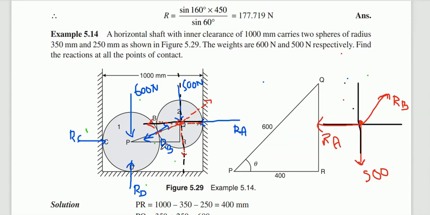Nothing difficult, you just consider the direction of the forces based on that center point. So here RA is going in this direction, therefore you have drawn it here. 500 is coming downward, so you have shown it here. And RB is also a force acting on this sphere, and the line of action of RB is here, which is moving like this. Therefore it has been shown in the first quadrant. So like that you have to draw the free body diagram of sphere 2.